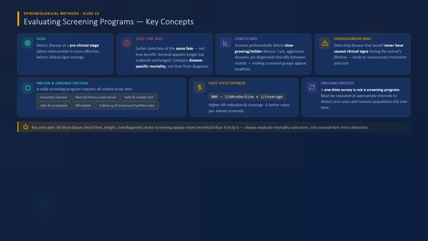Length bias: screening preferentially catches slow-growing, milder disease because aggressive, fast-moving cases surface clinically between screening rounds. The screened group looks healthier than it is. Overdiagnosis bias: you detect disease that would never have caused clinical signs in that animal's lifetime, leading to unnecessary treatment and cost. For program validity, the Wilson and Jungner criteria all have to be met.